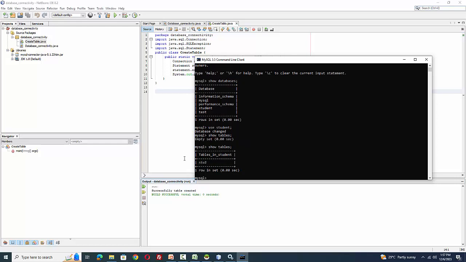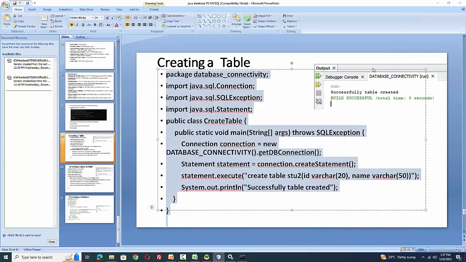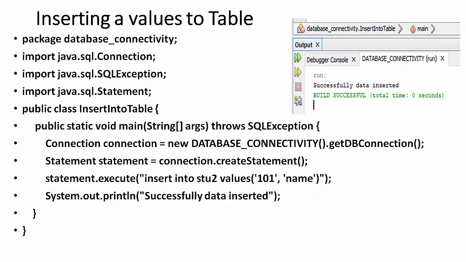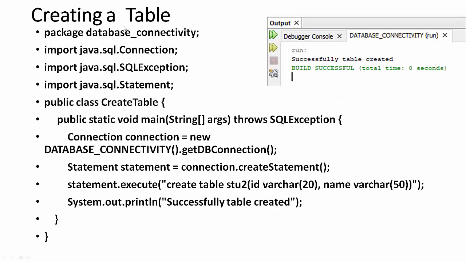So next, if you want to insert the values inside the table, everything is the same. The only thing is I have changed this particular command. I have given a query: insert into student2 values 101, name, where 101 is the ID and name is the name of the student. So now you can specify this. If you check the previous slide, everything is the same. I have not used anything else, only this particular line is changed. Instead of create table student2, it is insert into student2 values 101 comma name. So only this particular thing we have changed.